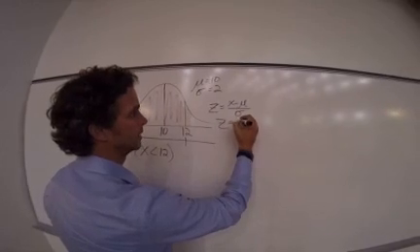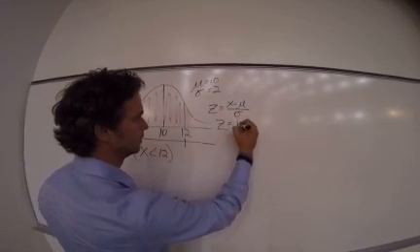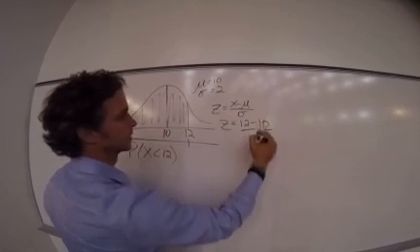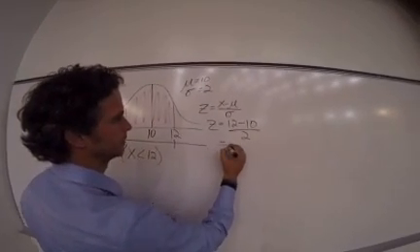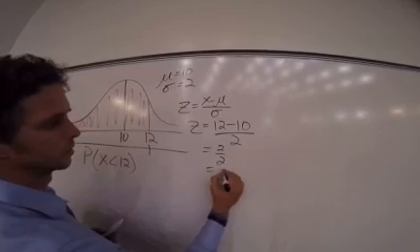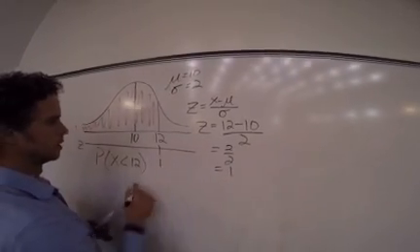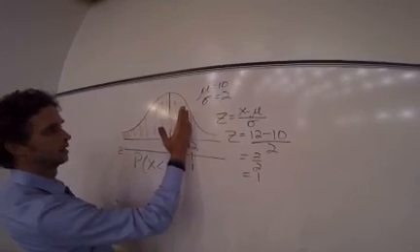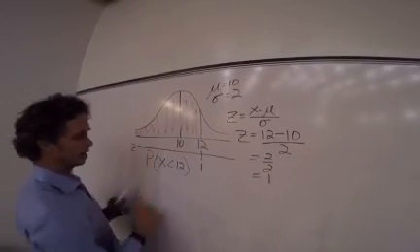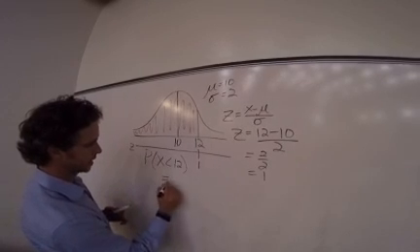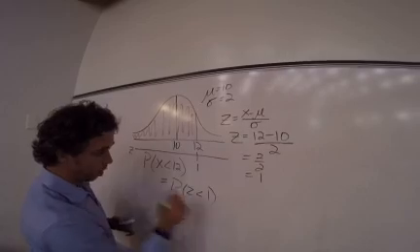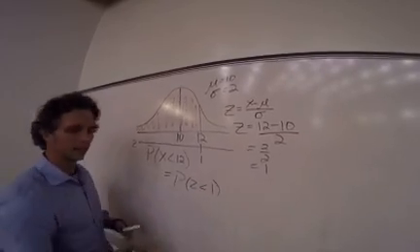But if I wanted to find it, x here is 12 minus mu, which I've said is 10, divided by sigma, which is 2. So that leaves 2 divided by 2, which of course equals 1. So 12 has a z-score of 1, and I'm trying to find the probability of being less than 12, which we just said is the same as the probability of z being less than 1.